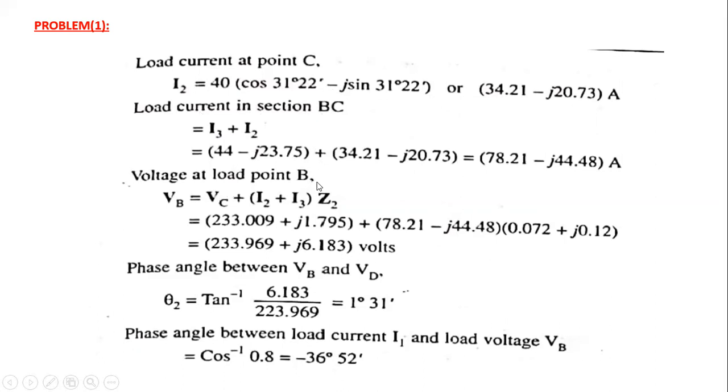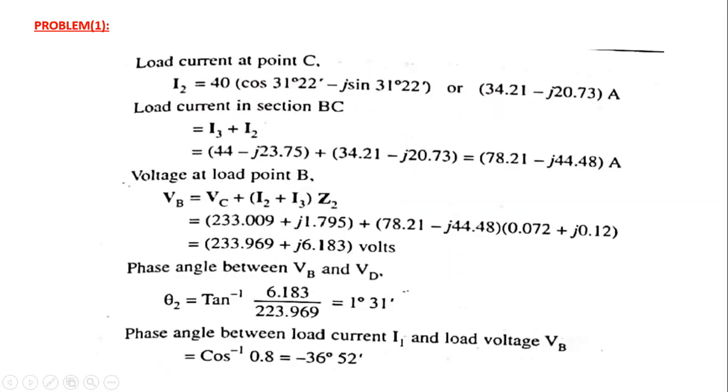Next, the voltage at load point B, that is VB. VB is equal to VC plus I2 plus I3 into Z2. We already calculated the I2 plus I3 value, that is 78.21 minus j 44.48. We multiply it with the Z2 value, then we obtain the VB value, that is 233.969 plus j 6.183.